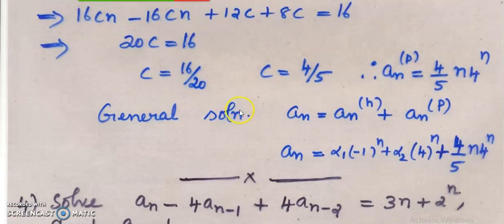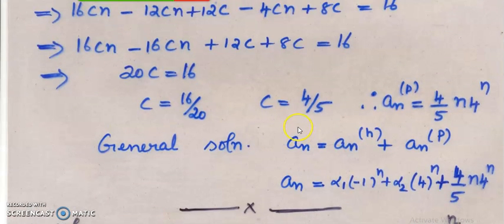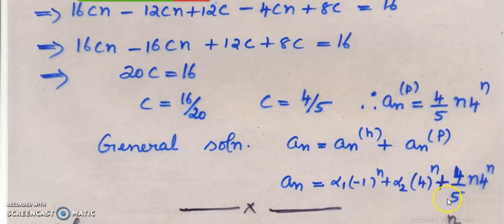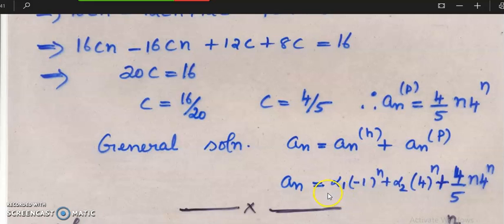So now what is the general solution? The general solution is given by homogeneous solution plus particular solution. Already we have the homogeneous solution, that is alpha 1 minus 1 power n plus alpha 2 4 power n, and the particular solution is here. We can add it together with this 4 by 5 into n 4 power n. So this gives the solution of the non-homogeneous recurrence relation.